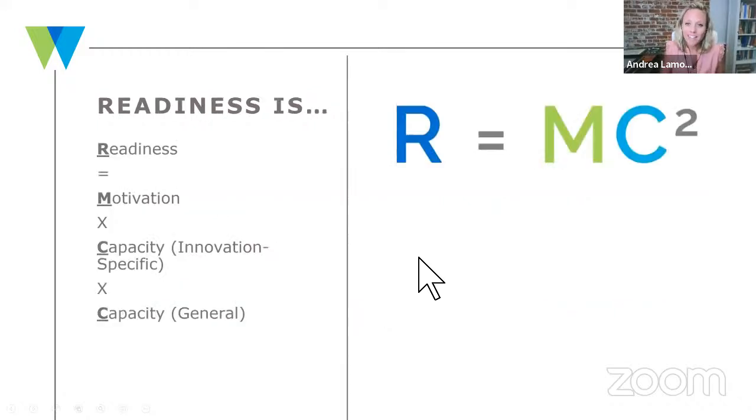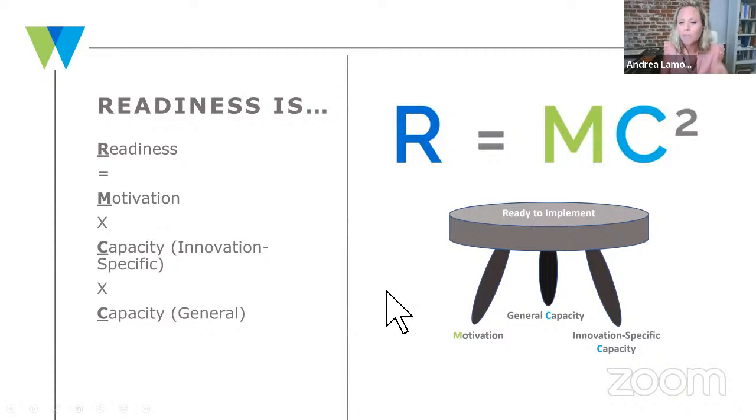We define readiness in this somewhat cheeky heuristic saying R equals MC squared, where readiness is the combination of one's willingness or motivation and their abilities, their capacities. And capacities come in two forms: their innovation-specific capacity and their general capacity. So what does this mean? It means that readiness is a three-legged stool.